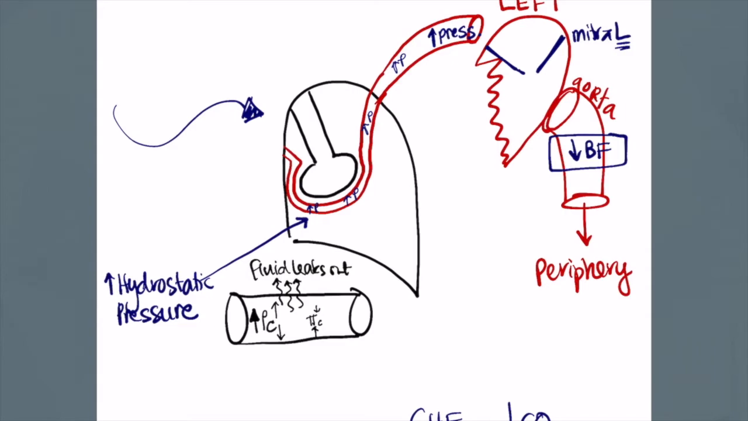Well, if fluid leaks out, where does it go? We're in the lung. And this little capillary is right up against the alveoli. So some of that fluid can actually go into the lung and fill up those little sac-like spots in the lungs, the alveoli. If you get fluid building up in the alveoli, that is called pulmonary edema.